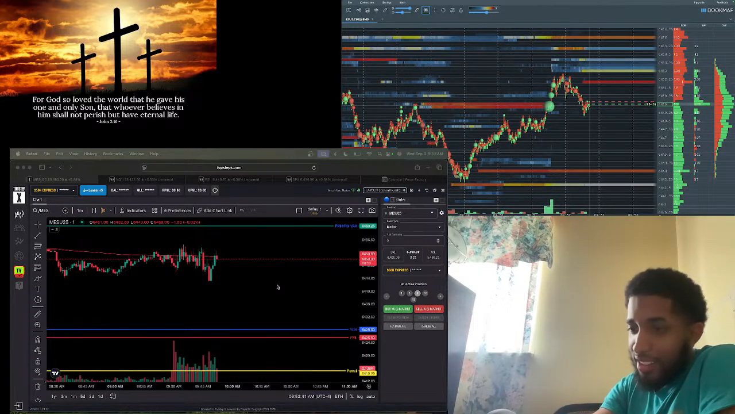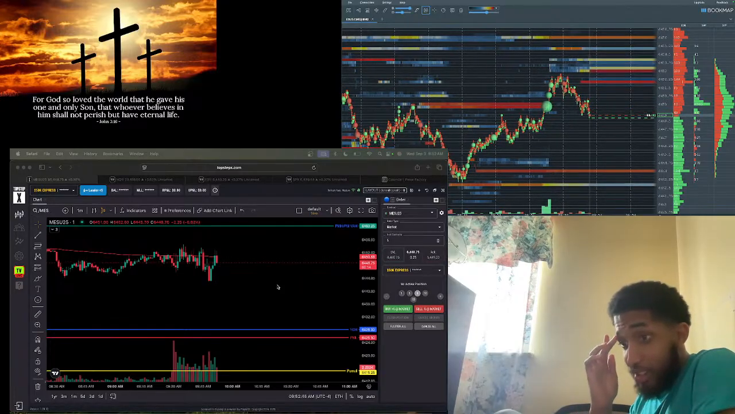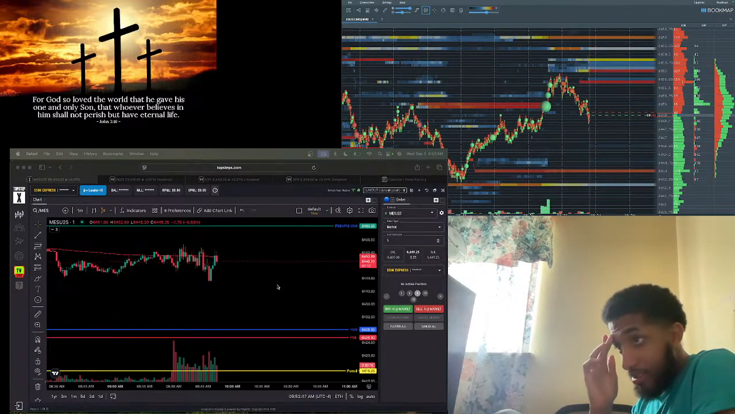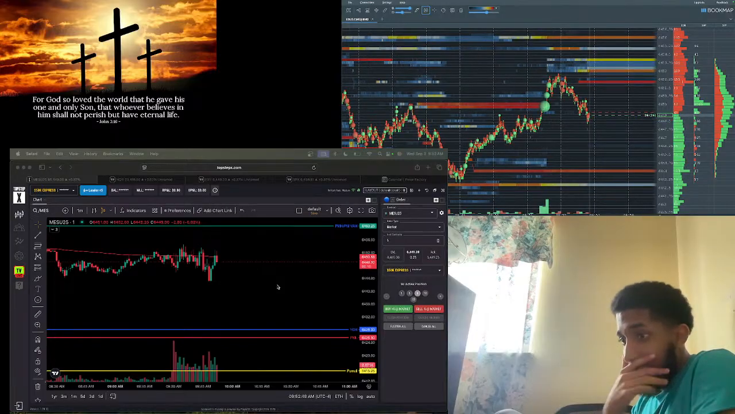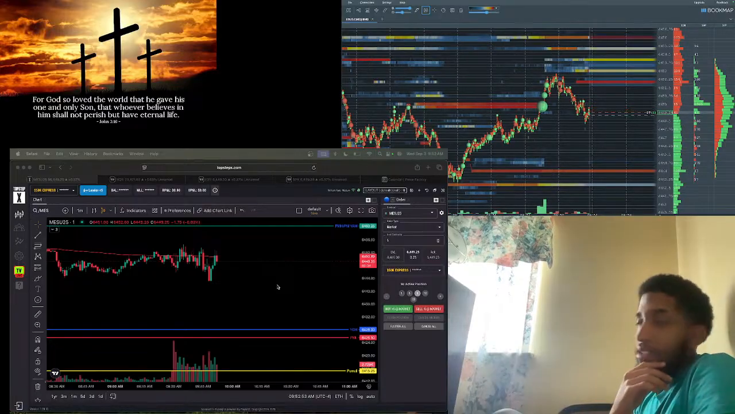XLY is still in its opening range. XLK is in the opening range. It bounced off yesterday's high though. XLF is on the 200 EMA right now, on the 1 minute chart.